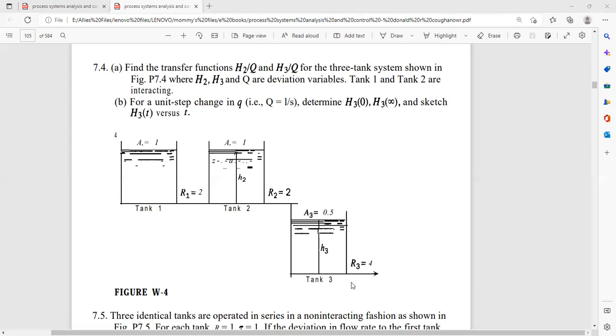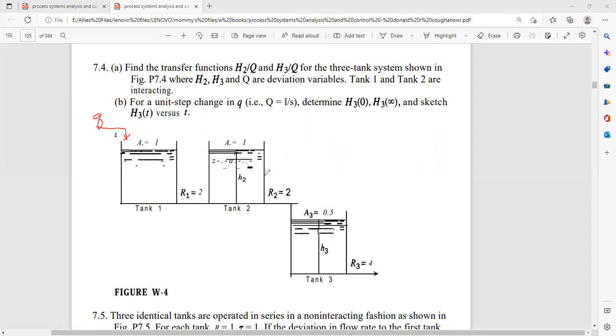So for letter B, for a unit step change in Q, the Q that is introduced here on the first tank, so I will have it labeled here so you will see. So let's say this is the Q. For a unit step change in Q, wherein your Laplace for that would be 1 over S, you are to determine the H3 of 0. What is the corresponding deviation of the level of tank 3 from its steady state value at time equal to 0? So this is more or less an application of the initial value theorem. And your H3 of infinity, an application of the final value theorem. And then you are asked to sketch H3 of T versus T.